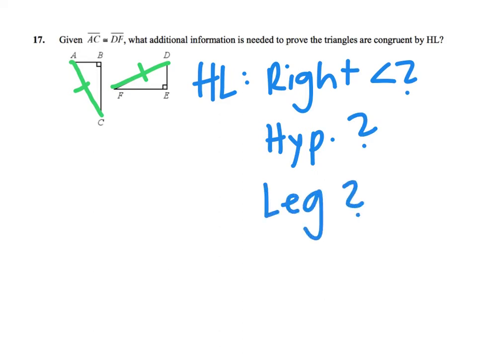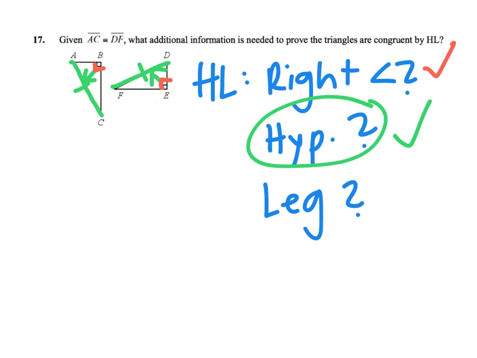Now in my picture, we already did AC and DF. Again, those are across from my right angles. So that means this one here is taken care of. And I also mentioned the other one. We have a right angle at B, a right angle at E. So we do have right angles. So we're missing a leg.